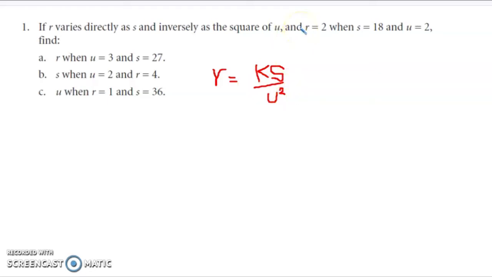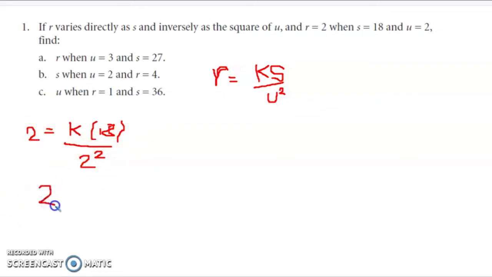Now, let us use the given. R is 2 when S is 18 and U is 2. So we first find the value of k. Let us substitute. So R now is 2, so I'll be replacing R with 2. And that is equal to k, it will still be k because we're solving for k, S is 18, so times 18. And U is 2. Take note that 2 is raised to 2 because that is U squared.